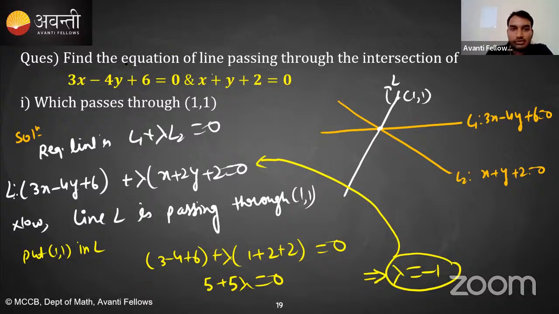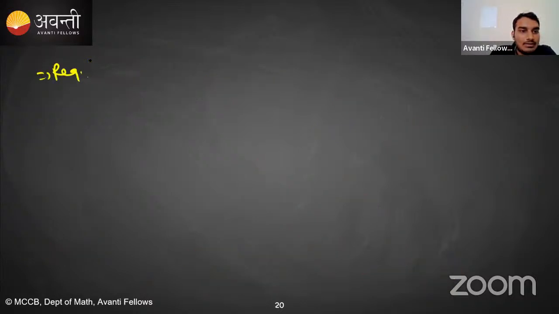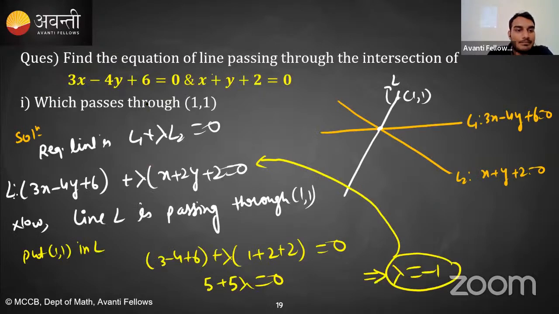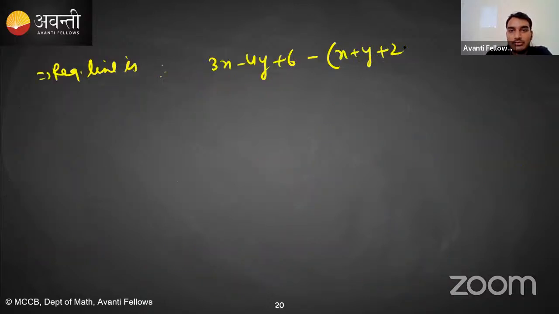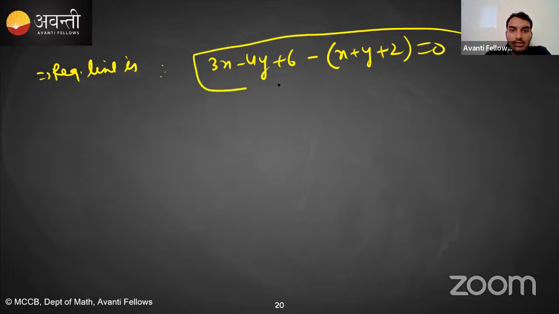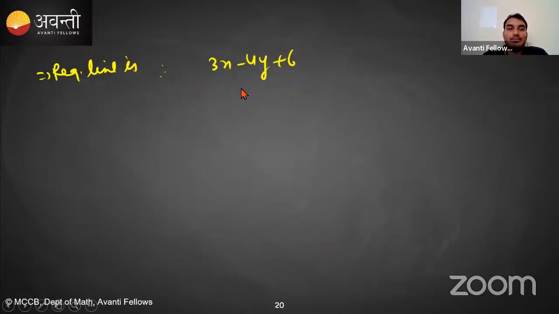Simple. So it implies the required line is 3x minus 4y plus 6 minus 1 into (x plus y plus 2) is equal to 0. So this is your required line. This is the line which is passing through the point of intersection of L1 and L2 and is also passing through (1, 1). Is this clear, students? Tell me quickly in the chat box.